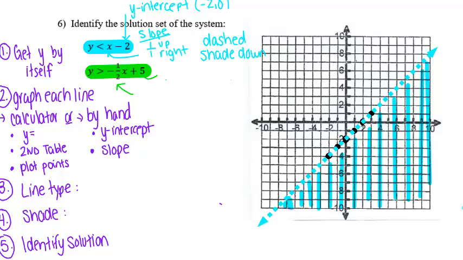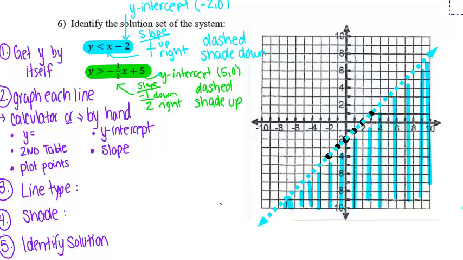All right, so the next line, our y-intercept is 5, 0. Our slope is down 1 to the right 2 or up 1 to the left 2. And this is also dashed because there's no line underneath, and it's greater than, so we're going to shade up. So there's our y-intercept and our slope.